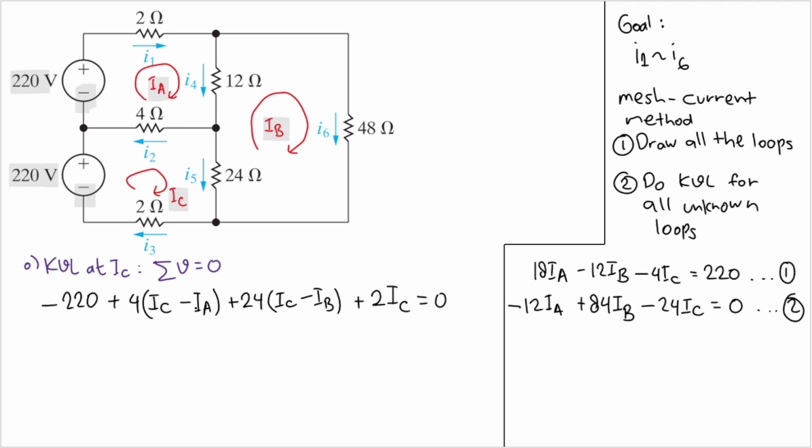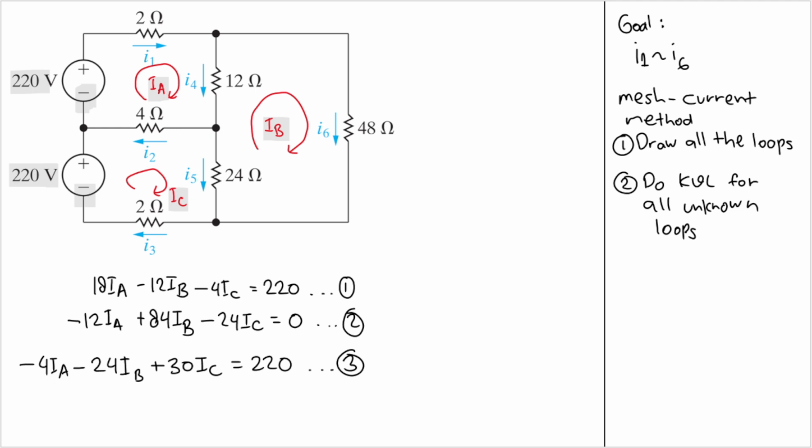Good. Now IA only comes from this place, so I will have minus 4 IA. And IB only comes from this place, so minus 24 IB. And IC comes from 3 places, so 4 plus 24 is 28, and 28 plus 2 is 30. So I'll have 30 IC, and all of that will equal 220. Let's save this as equation number 3. Now we have 3 equations and 3 variables. Maybe let's clean up a bit, and we need to solve it.